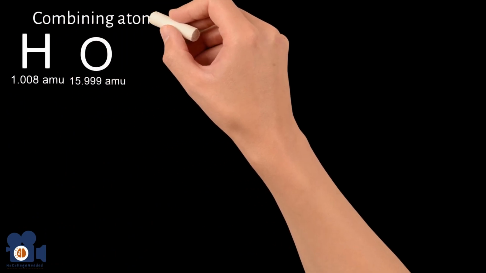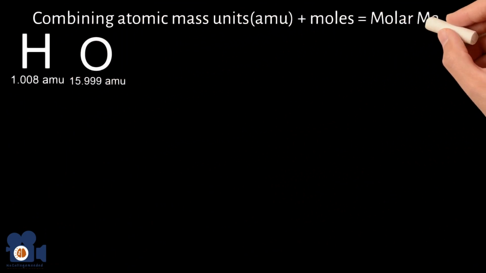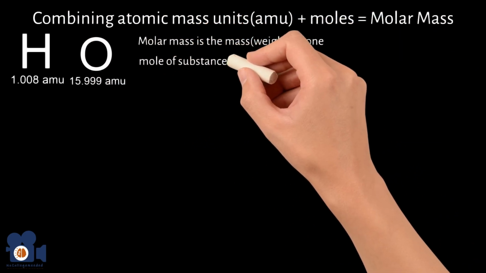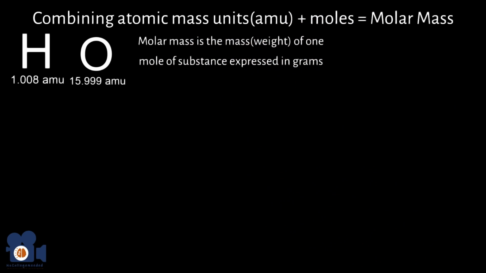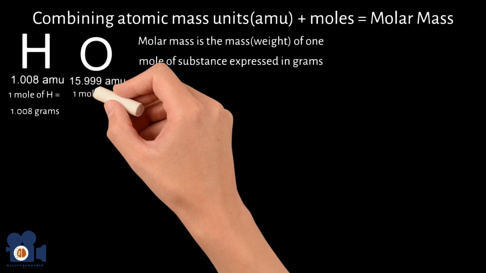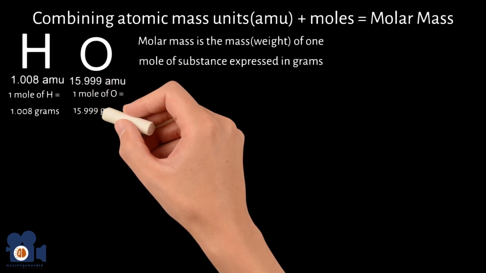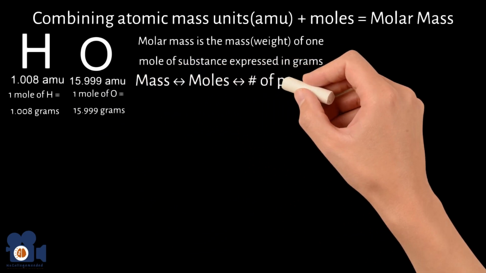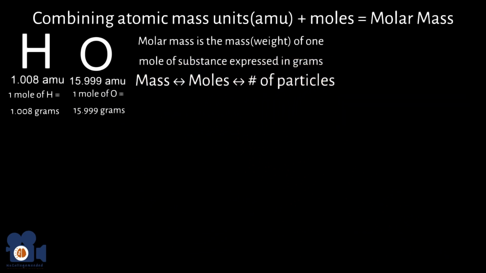Remember atomic mass units, AMUs, in the previous unit? Hydrogen, H, weighs 1.008 AMUs, and oxygen, O, weighs 15.999 AMUs. Combining the concept of AMUs and moles, we get molar mass. Molar mass is the mass weight of 1 mole of substance expressed in grams. So 1 mole of hydrogen weighs 1.008 grams, and 1 mole of oxygen weighs 15.999 grams.